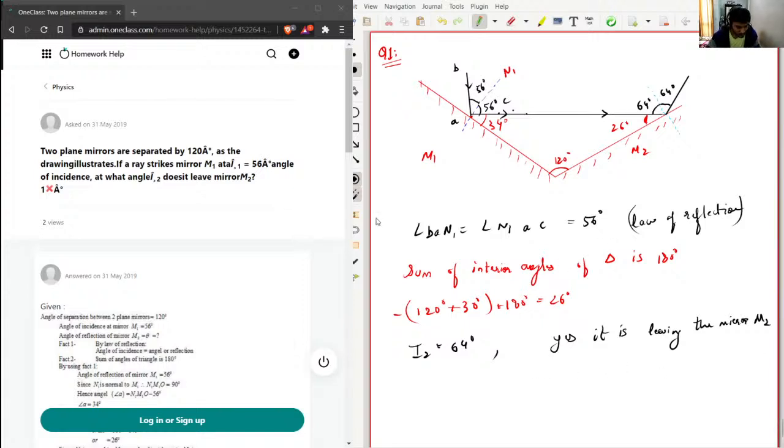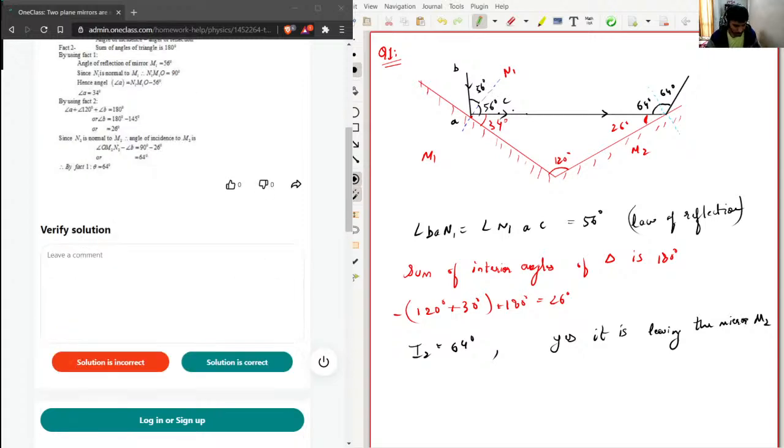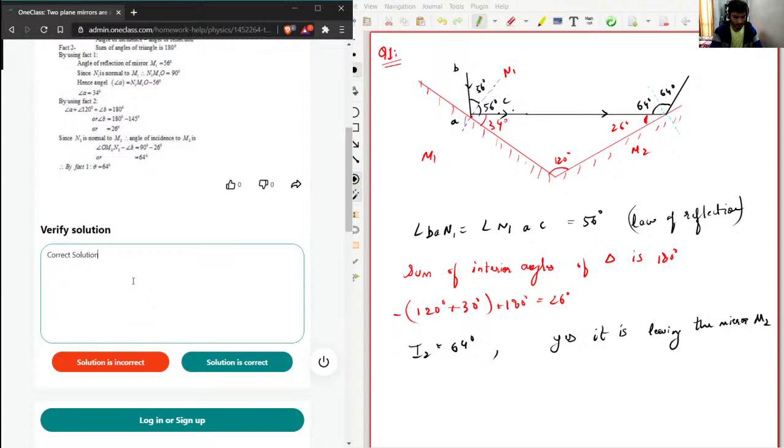Let's just cross check with the solution here. So yeah, 64 degrees, and by fact one, theta equals 64 degrees. Okay, so the solution given here was correct. So I'll just say correct solution. Good work.